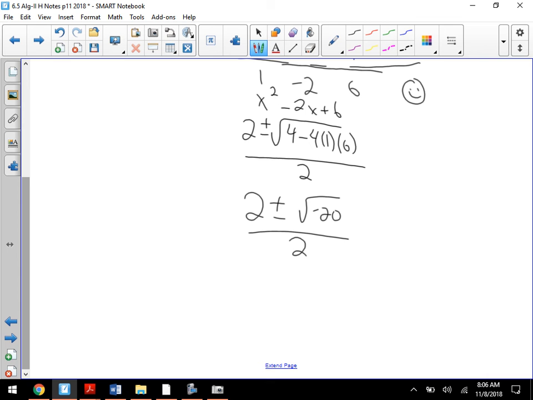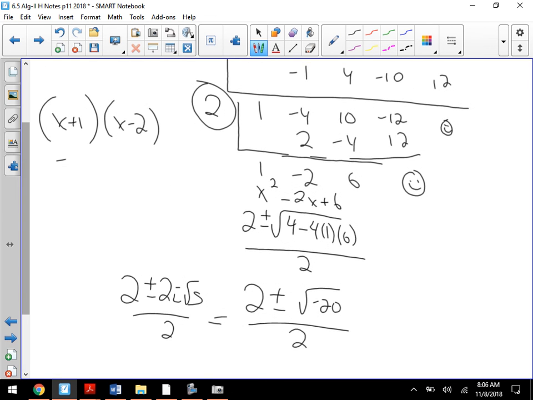So this becomes 2 plus or minus 2i root 5 all over 2. And what happens with all of those 2's? They cancel each other out. So your final set of zeros would be at negative 1, 2, and 1 plus or minus i root 5. That's your third and fourth zero.